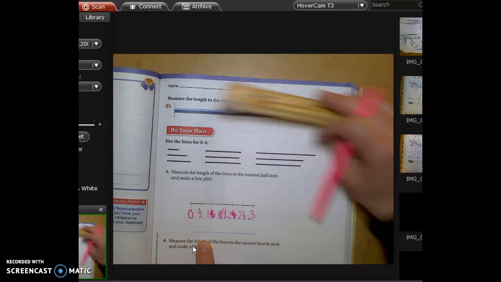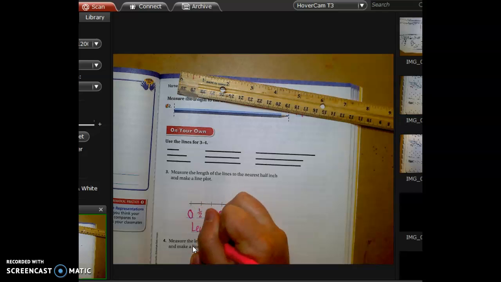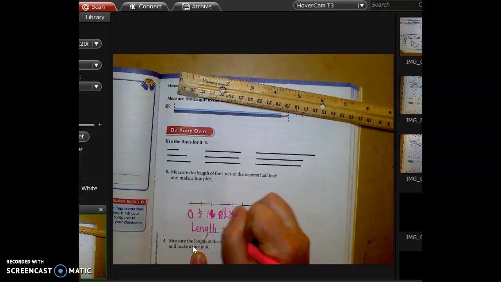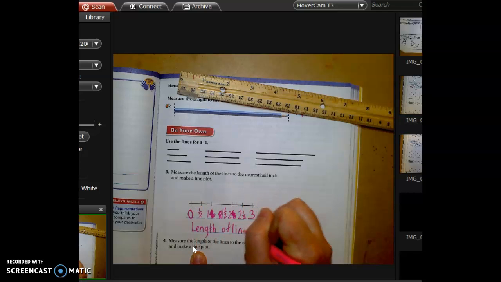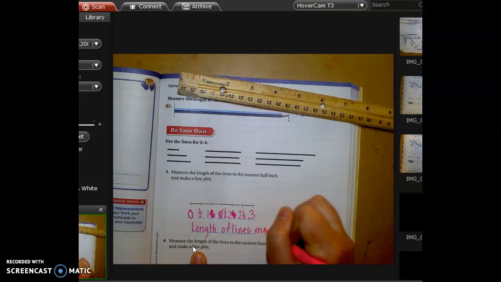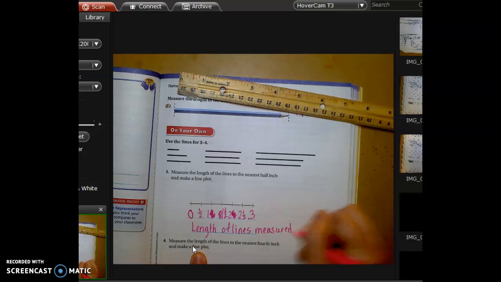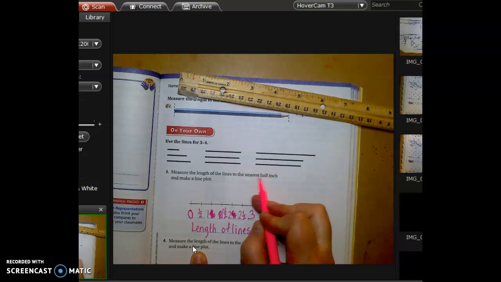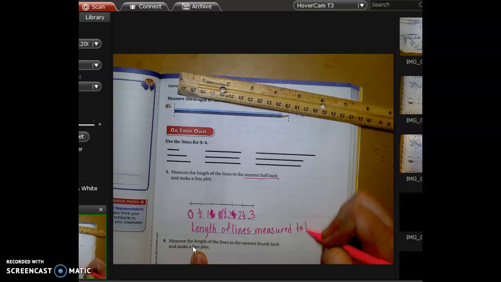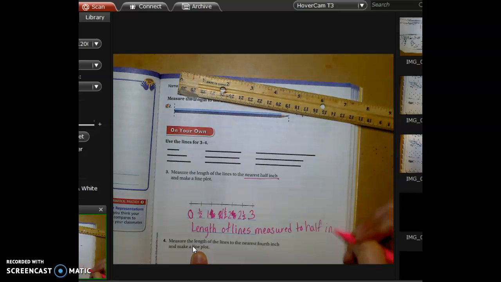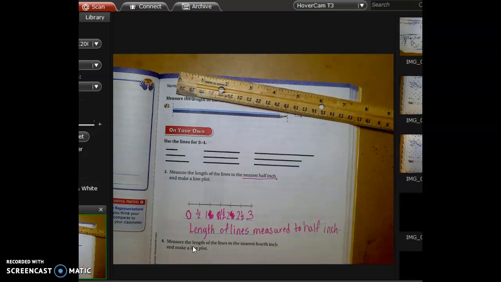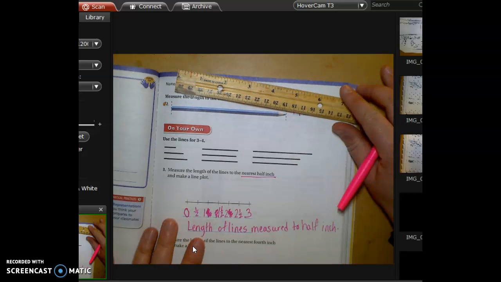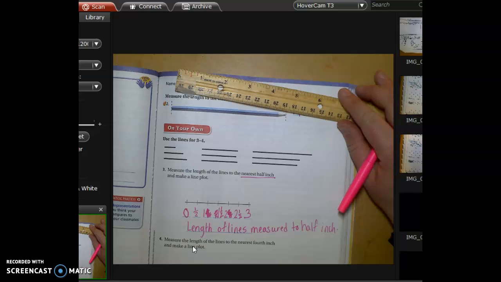So this is the length of lines measured to the half inch, because they want to do it to the nearest half inch. Okay, good. So now we can start measuring lines and putting some plots on here.